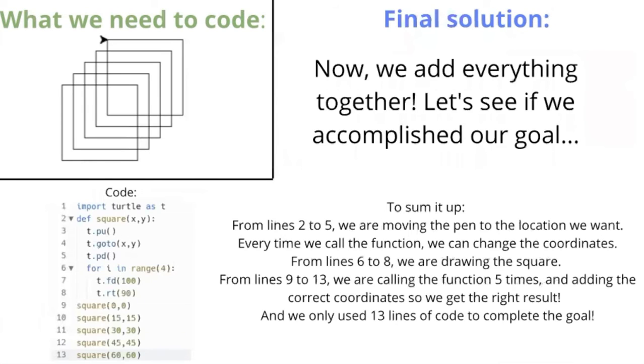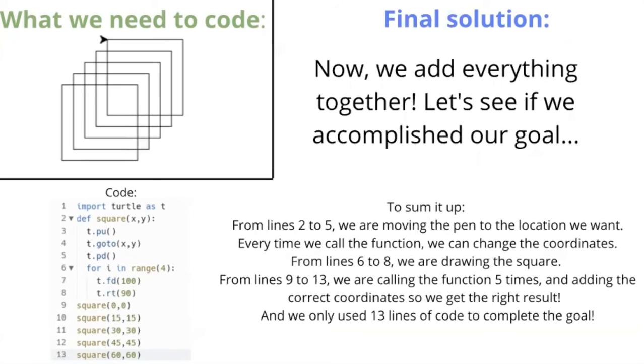Now, we add everything together. Let's see if we accomplished our goal. Code: import turtle as t. def square(x, y). t.pu. t.goto(x, y). t.pd. For i in range 4, t.forward(100), t.right(90), square 0, 0, 15, 15, 30, 30, 45, 45, 60, 60.